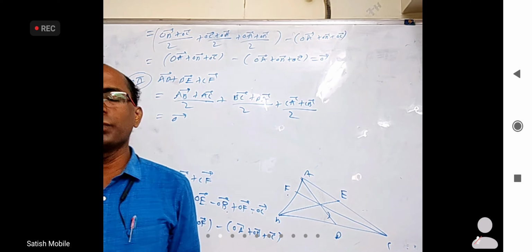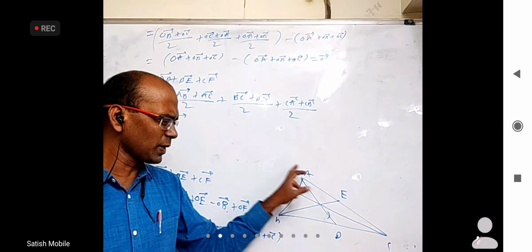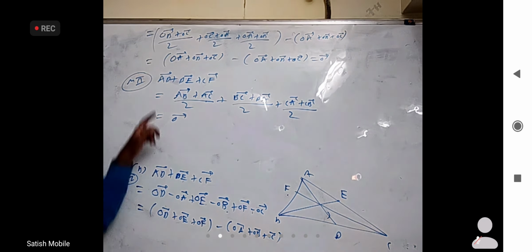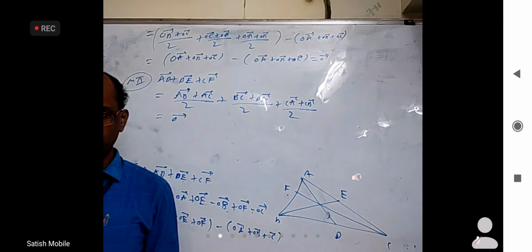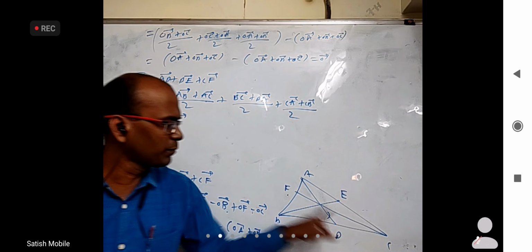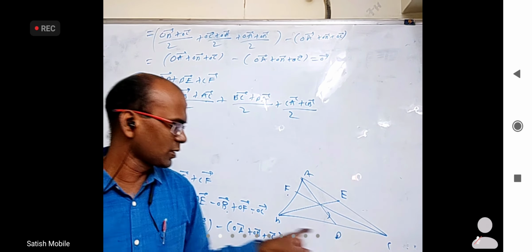Wherever O is there, you can put A and say AB bar plus AC bar by 2 is AD bar. Okay. What about BE bar? It is BA bar plus BC bar by 2. And what about CF bar? This side CA bar, this side CB bar by 2.